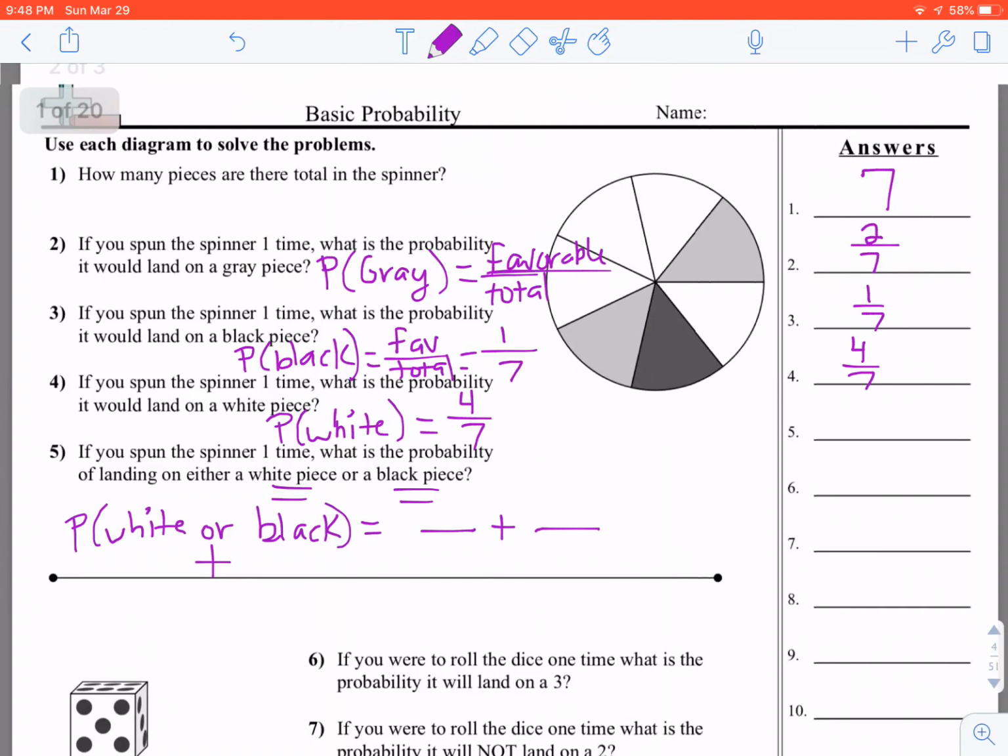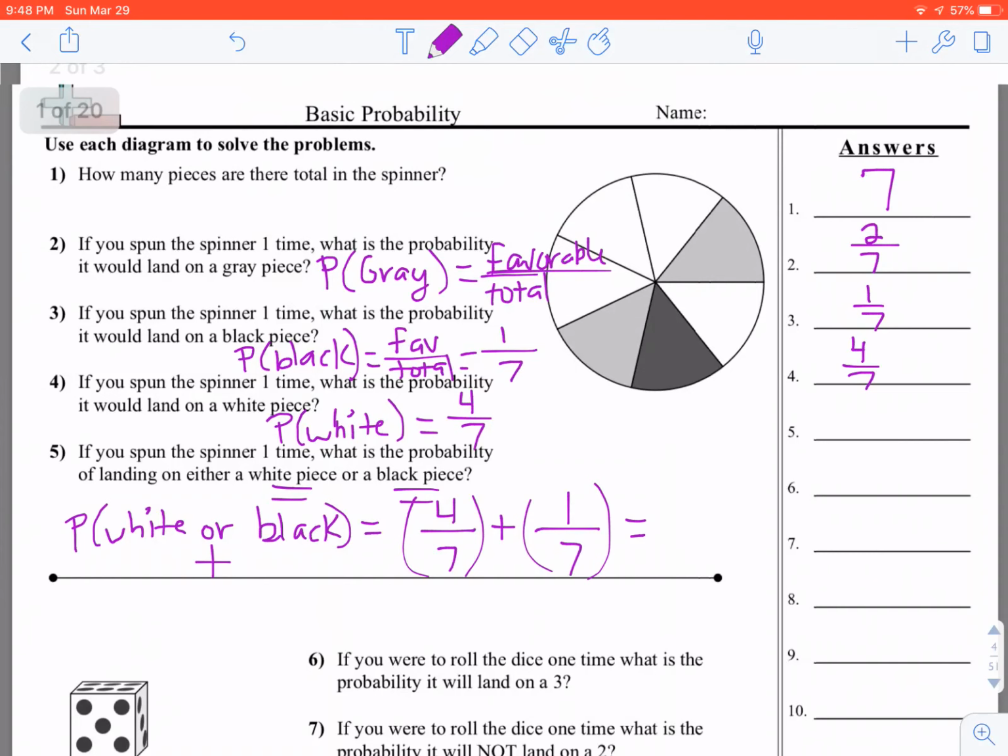So probability of white, 1, 2, 3, 4, if you add up your white pieces on the spinner, there are 4 white slices. There's a total of 7, plus the black pieces, there's 1, and there's a total of 7, which we found earlier. When you're adding fractions, you may either type them into your calculator. I would put them both in parentheses when you are typing those in.